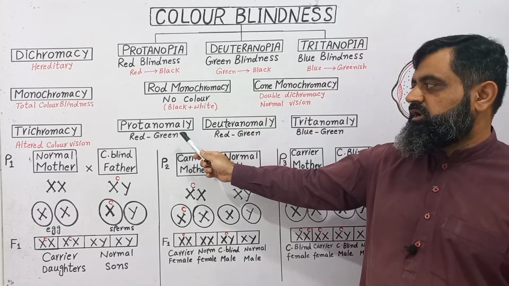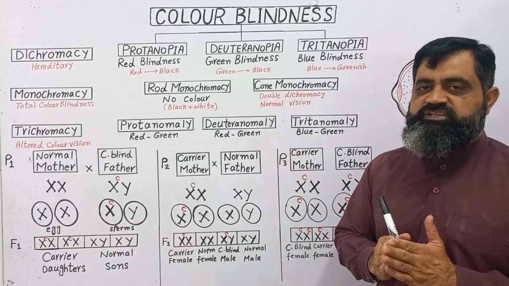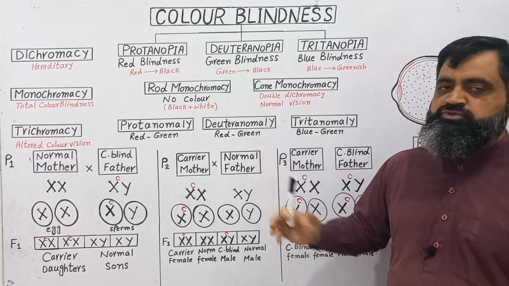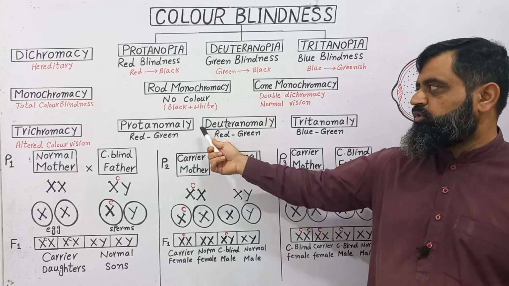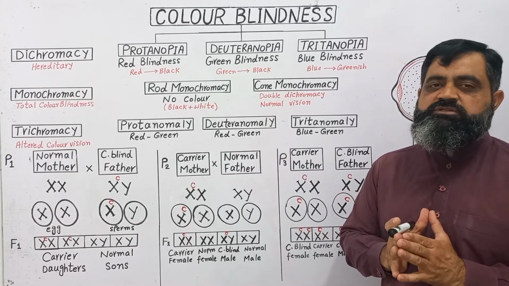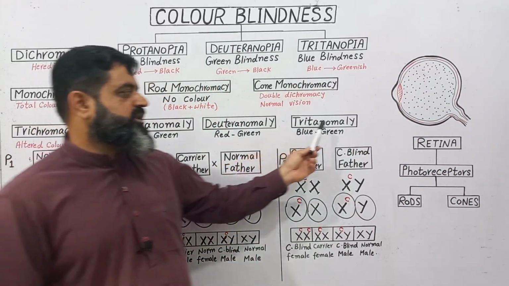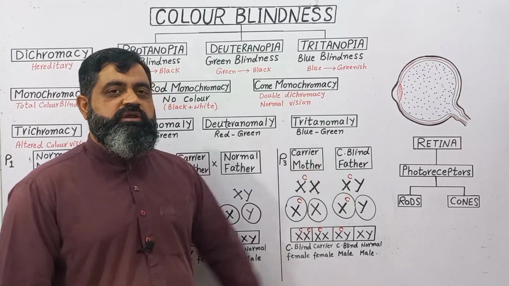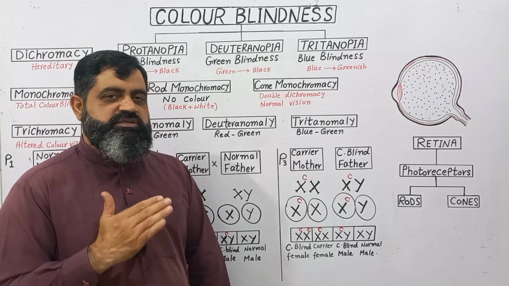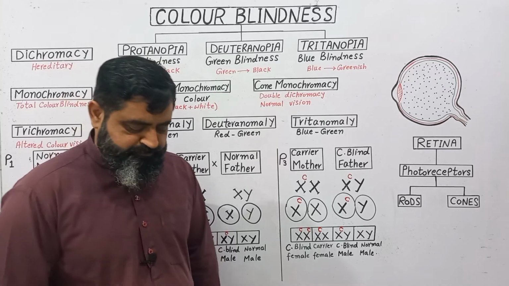Protanomaly: usually the person sees shades of red and green which are mixed with each other, red and green hue. The second type is deuteranomaly, which is usually the same condition as protanomaly. In this condition, the person sees red and green hue, but with different or altered shades. The third type is tritanomaly. This is blue-green trichromacy. In this condition, the person can see shades of blue and green, but they are mixed with each other with altered perception.